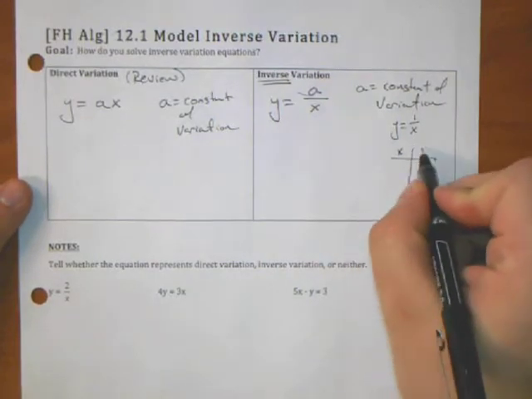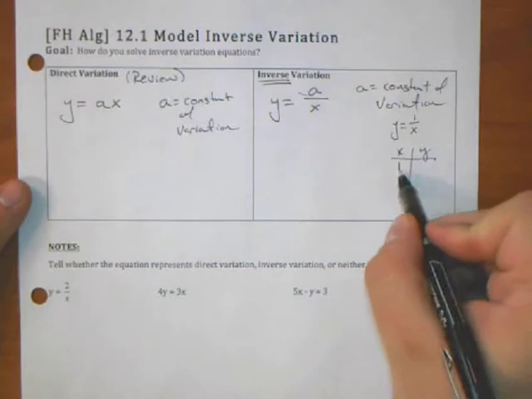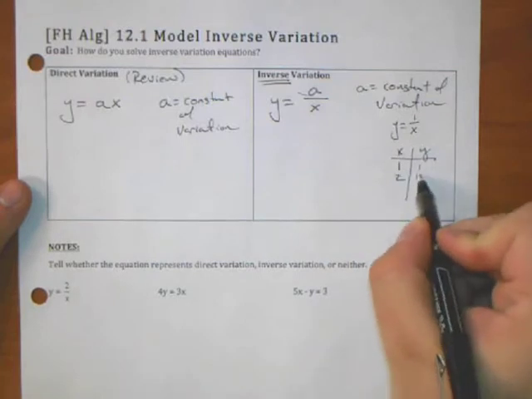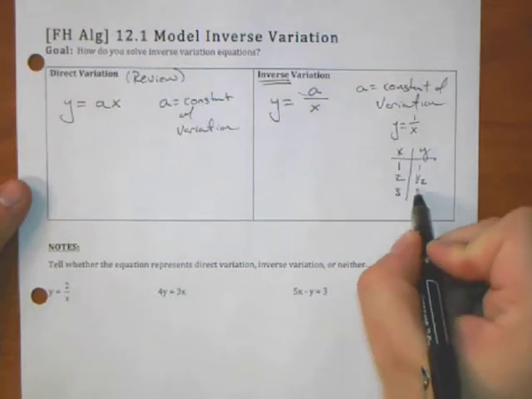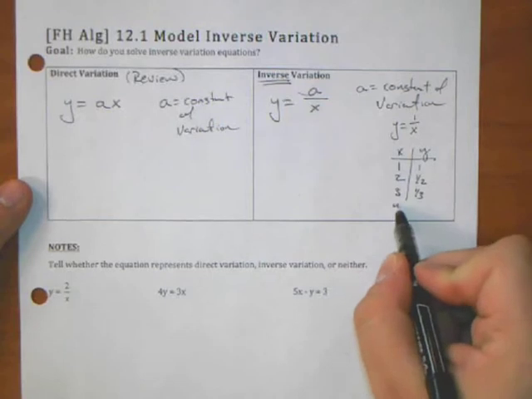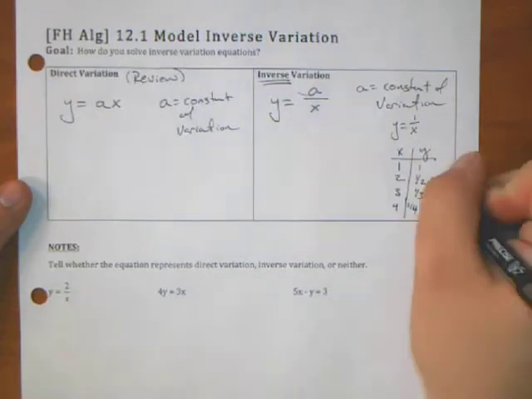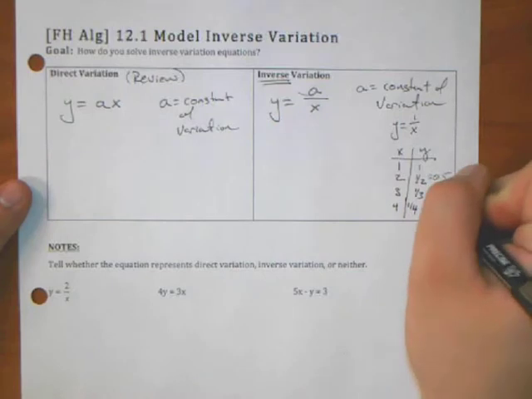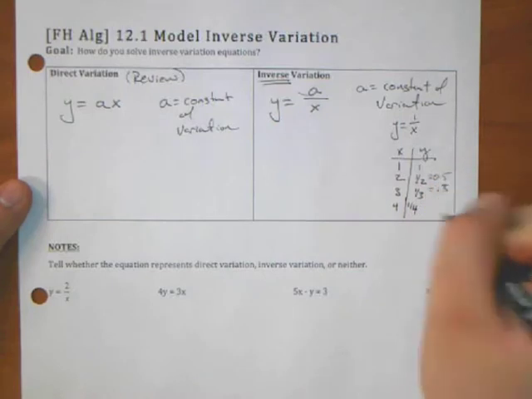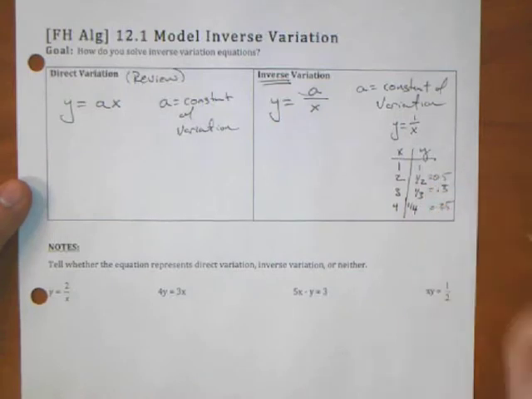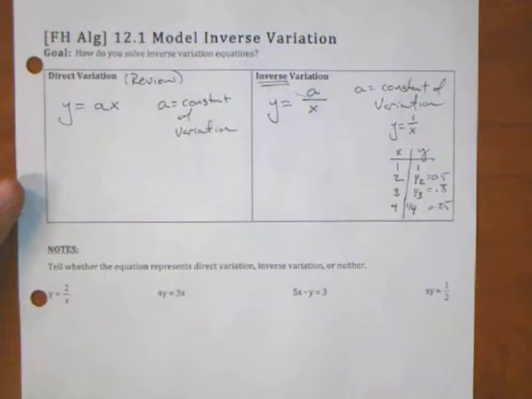If we made a table of values, we can see that as x gets bigger, y gets smaller. And if you want to prove it in decimals, maybe it's a little easier to see in decimals. As x gets bigger, y gets smaller. And conversely, as x gets smaller, y gets bigger. They vary inversely.